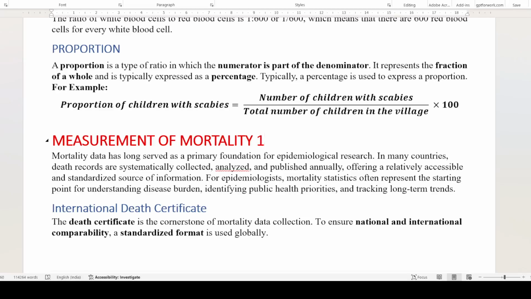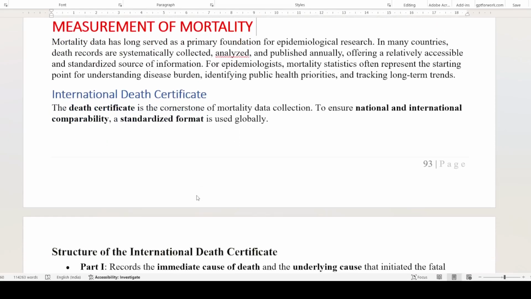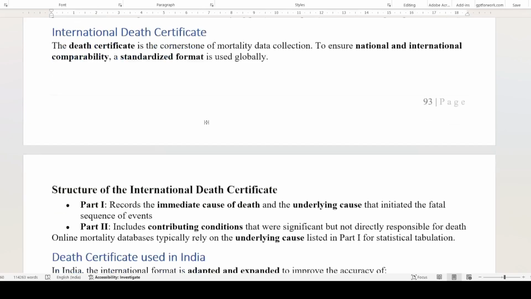So measurement of mortality means mortality data is a primary foundation for epidemiological research, right? Mortality means death. So here we would like to tell you about the international death certificate or a national death certificate, right? The death certificate is the cornerstone, and to ensure national and international comparability, we have a standardized format.